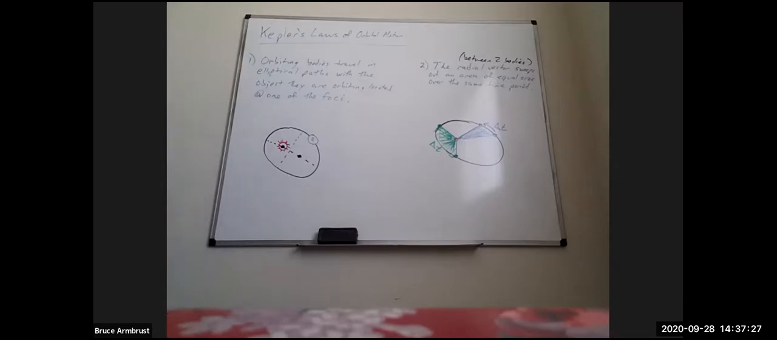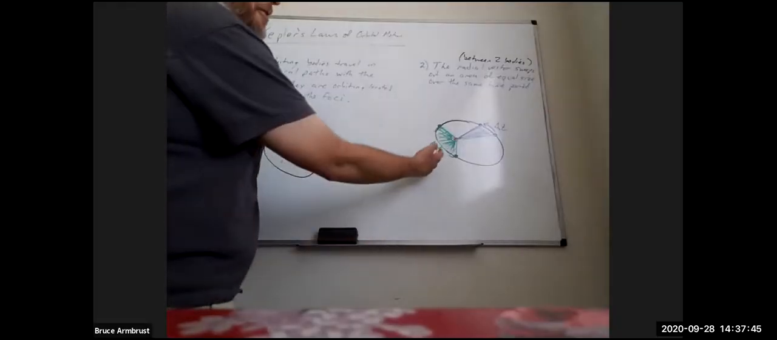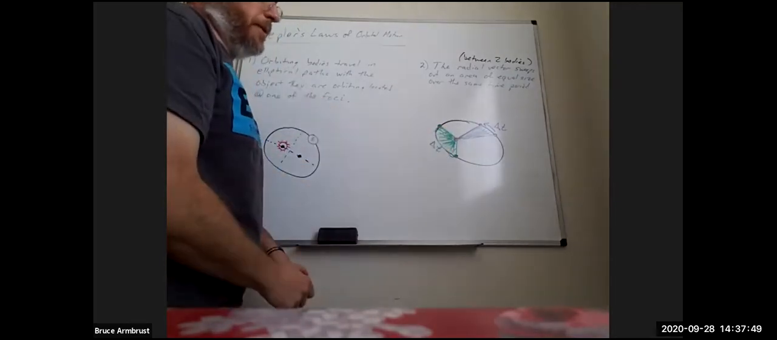So it speeds up. Yep. That's actually a direct consequence of this. Where is it going to be traveling fastest? Closer. At the edges. Yeah. So it's going to travel faster when it's closer to the body that it's orbiting.